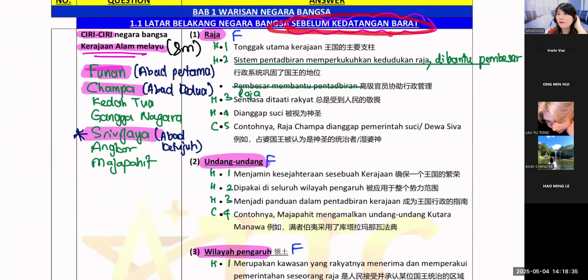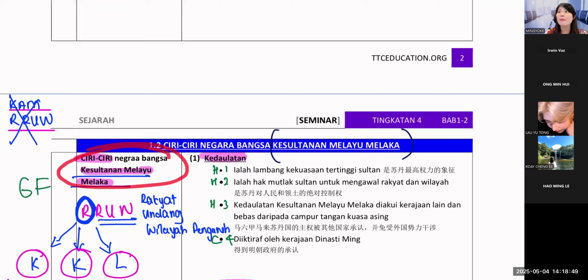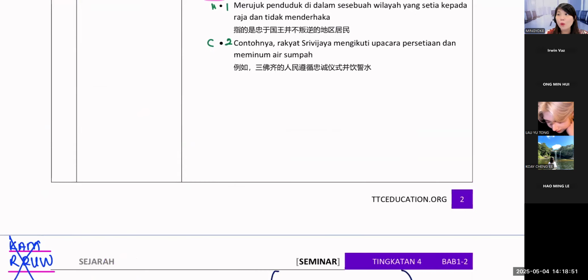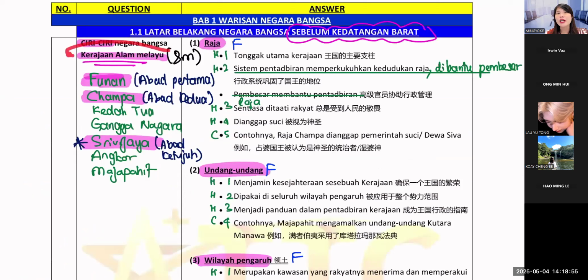Okay, first, before the Western came in, sebelum kedatangan Barat, or Kerajaan Alam Melayu, guys, you have to look properly, you know. Ciri-ciri negara bangsa Kerajaan Alam Melayu, or ciri-ciri negara bangsa Kesultanan Melayu Melaka. You don't write the wrong one, for Kerajaan Alam Melayu lah. You know our Kerajaan Alam Melayu is the FUCKGSEM. Not bad word. No, not FU.